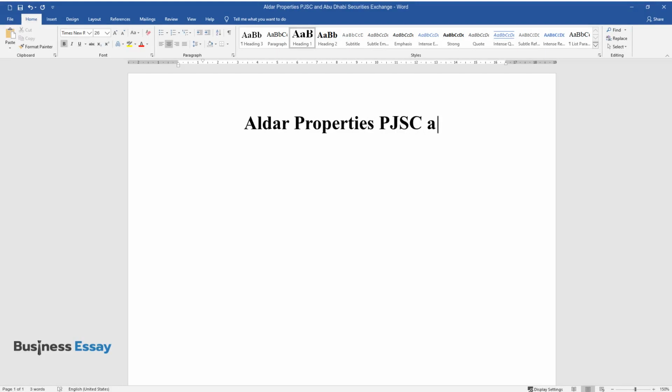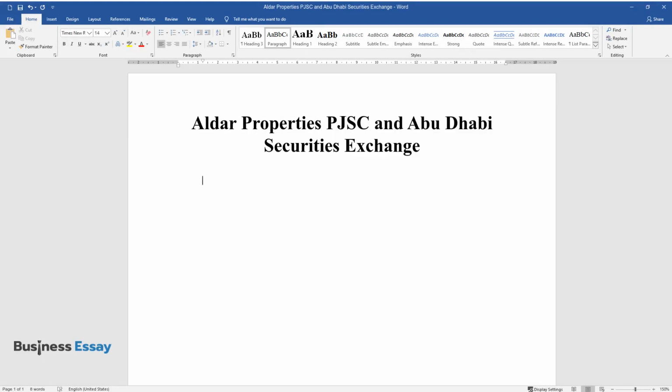Aldar Properties PJSC and Abu Dhabi Securities Exchange.